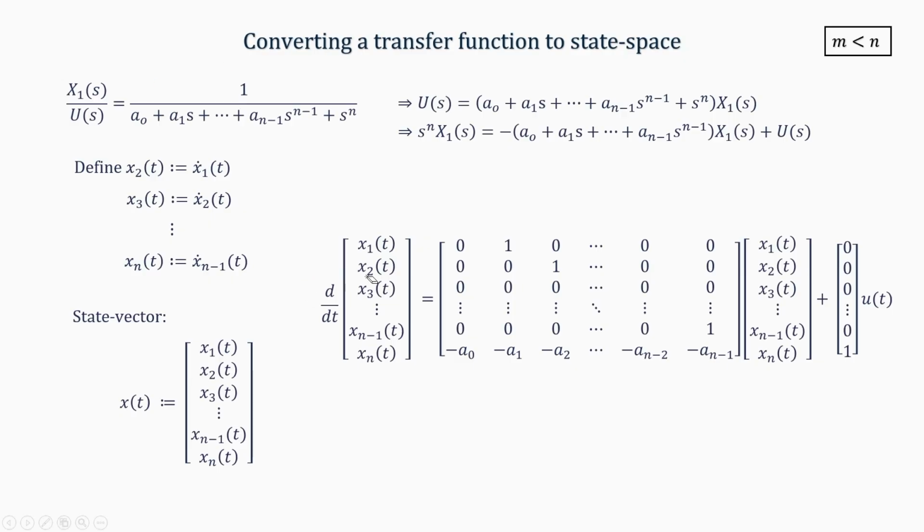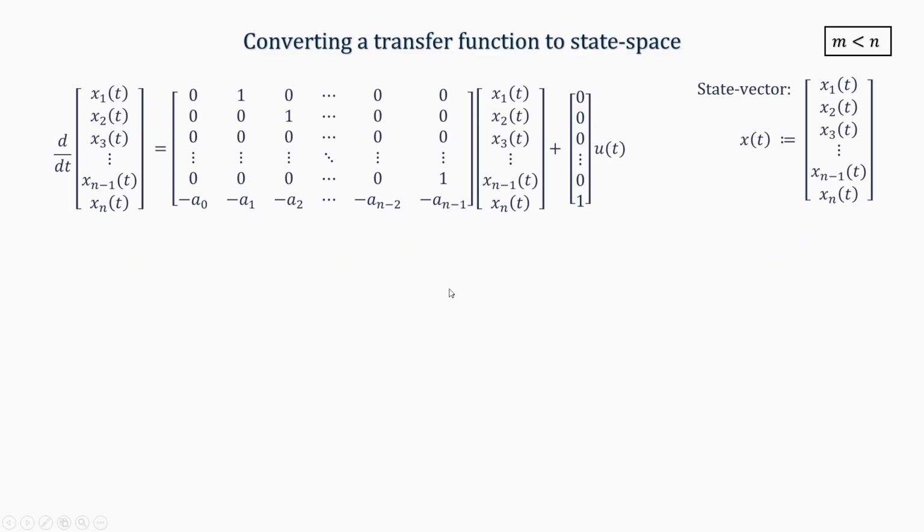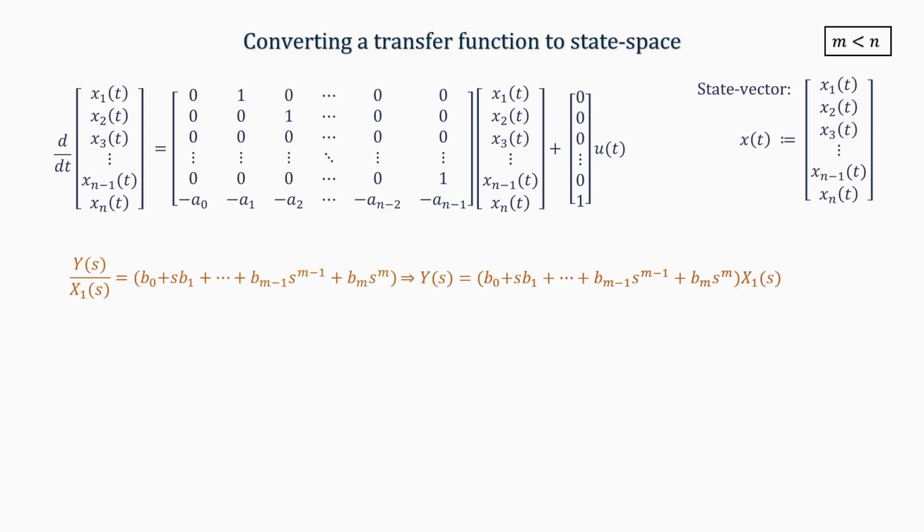Now once I know the state equation, I can directly go ahead and write down the output equation as well, because what was Y(s) by X1(s)? It was the numerator of the actual transfer function, and Y(s) can be written as this. Notice, this is nothing but y(t) equal to b0 x1(t) plus s X1(s), which is nothing but x1 dot(t). This is nothing but x2(t), because I know that x1 dot is equal to x2.